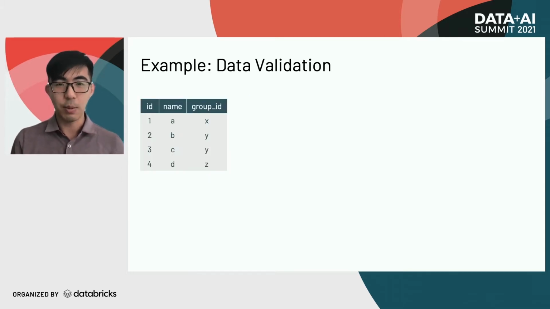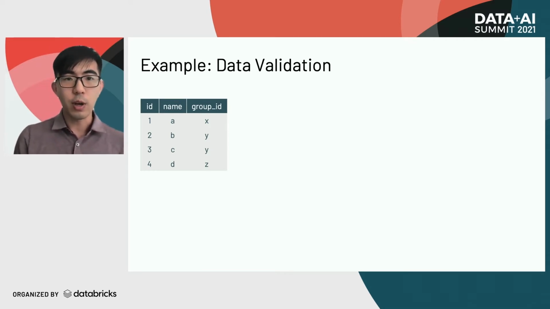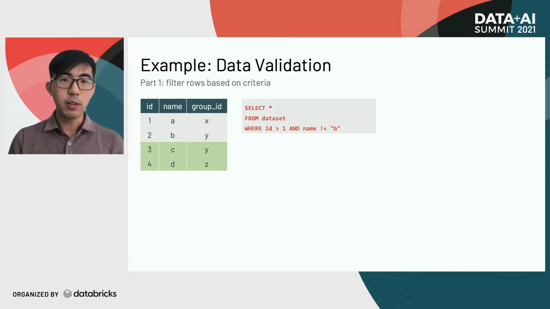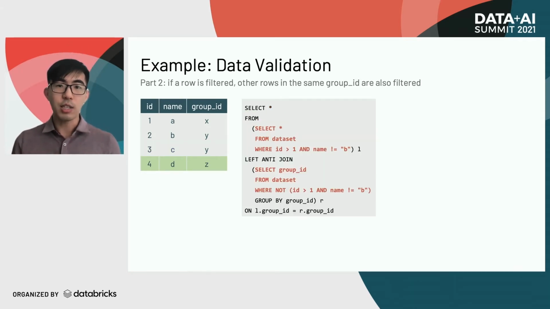Just to give you an example, let's walk through a data validation use case. We start with a few columns and a few rows. And let's say the first requirement is simply filter rows based on some criteria. In this case, filters are ID and name, and we have 2 rows being filtered out. That's very simple. In terms of SQL, it's just a where clause. But it gets complex very quickly.